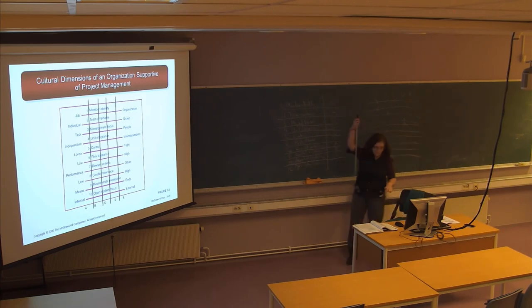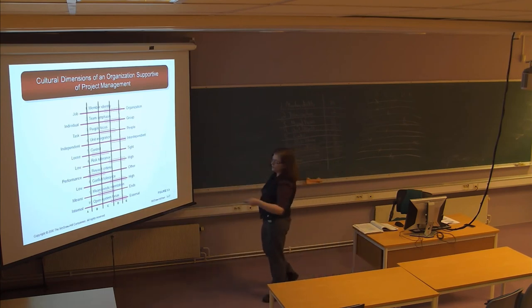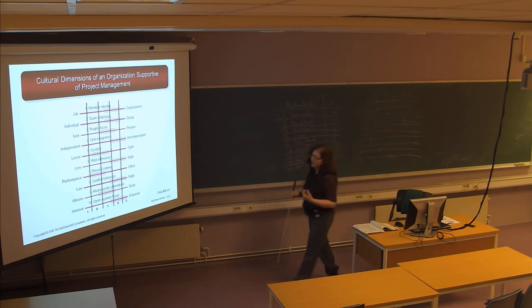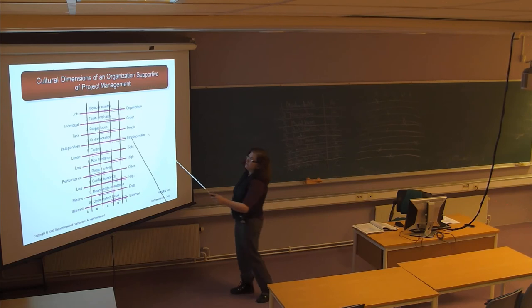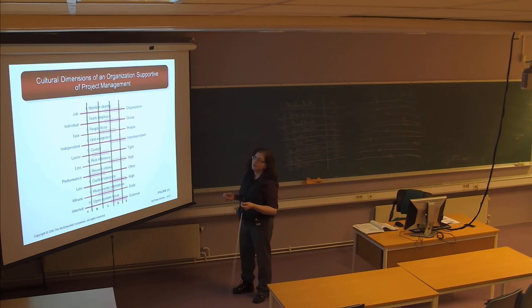Just to get an idea where we are. And then what this shows is I've overlaid it with another image that's in the book. This image is on page 87, figure 3.7, and it shows the cultural dimensions of organizations that are supportive of project management. They did a study that looked at the range that is more conducive to new projects, to support project management.